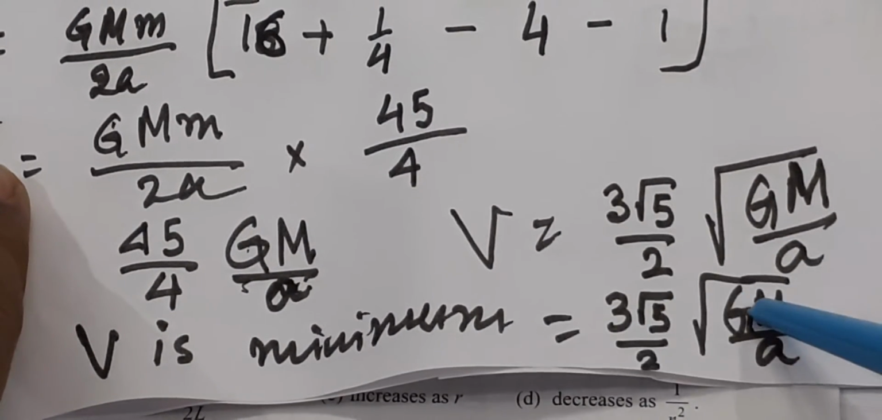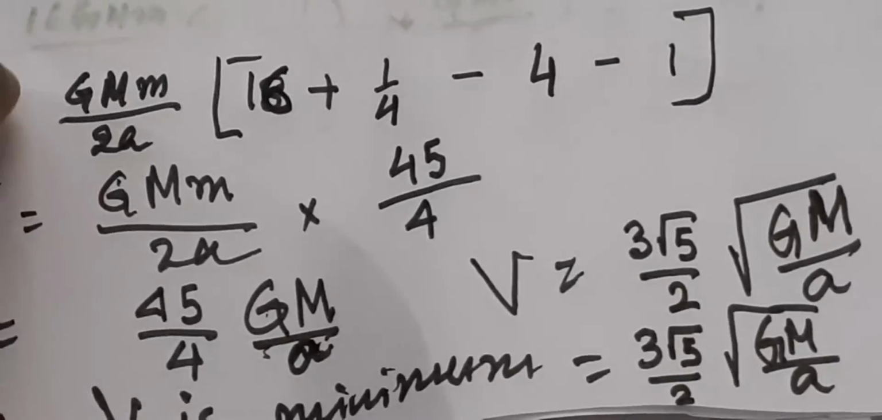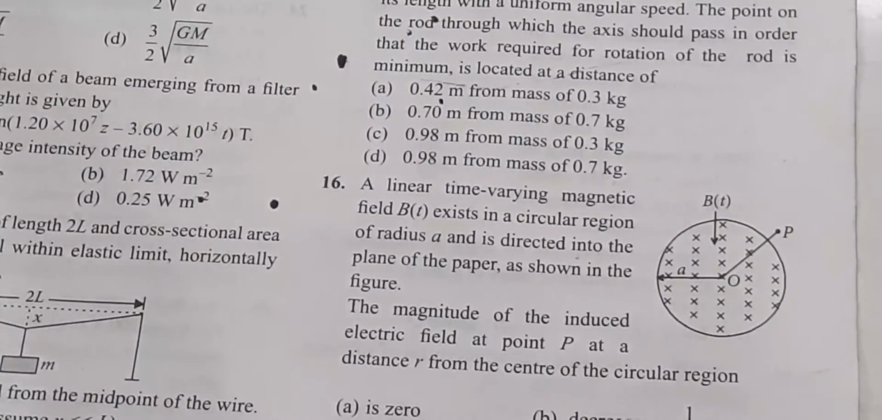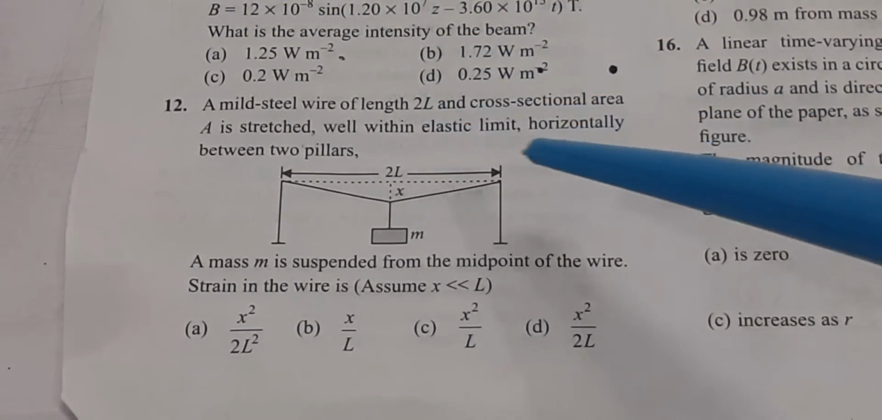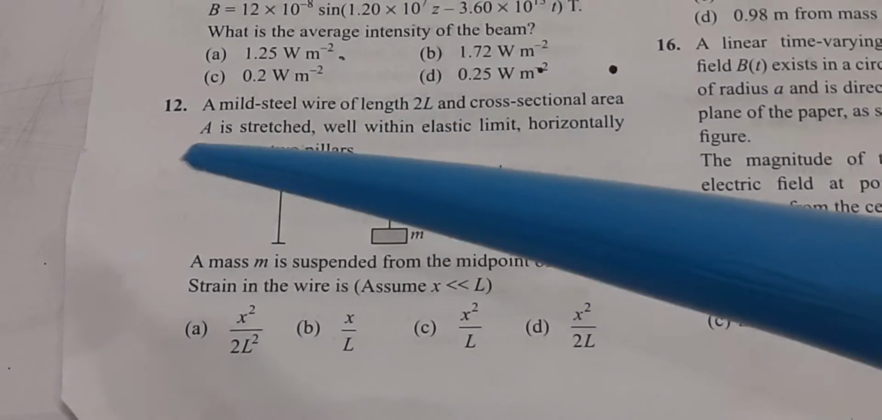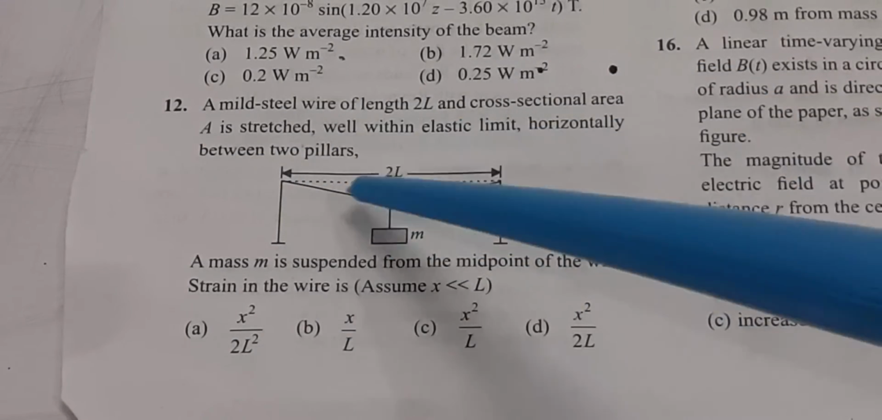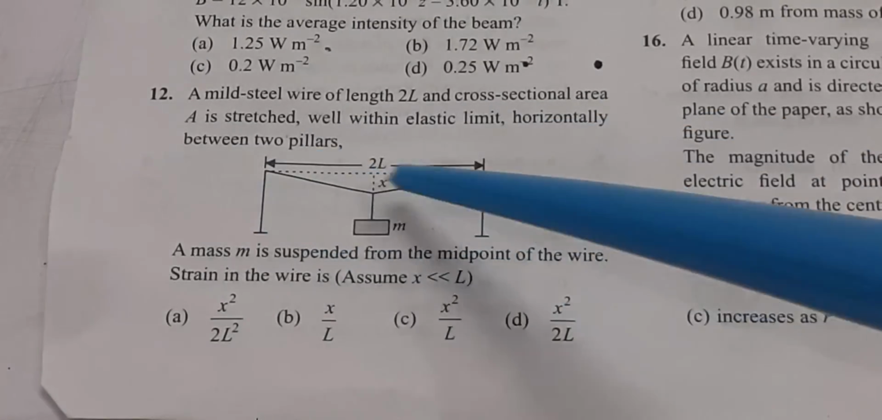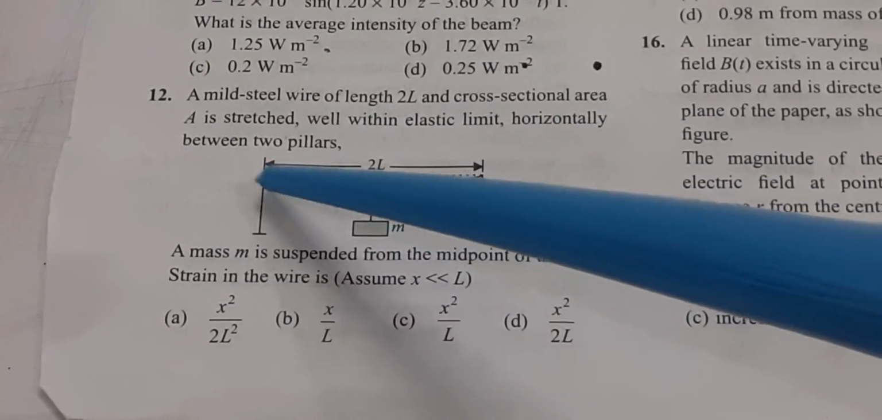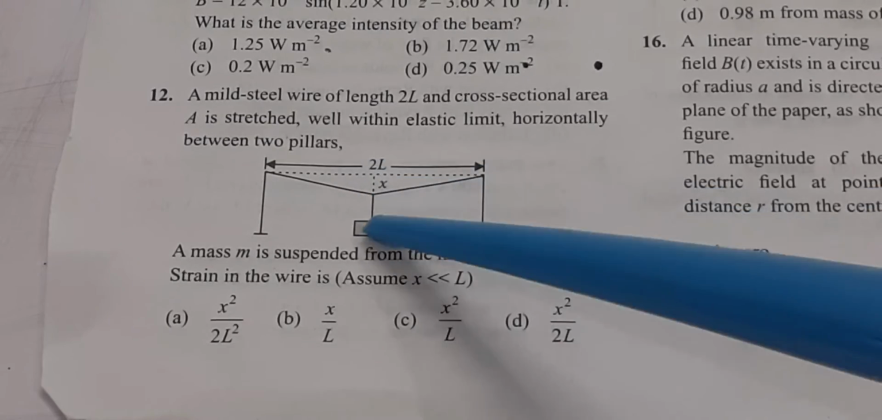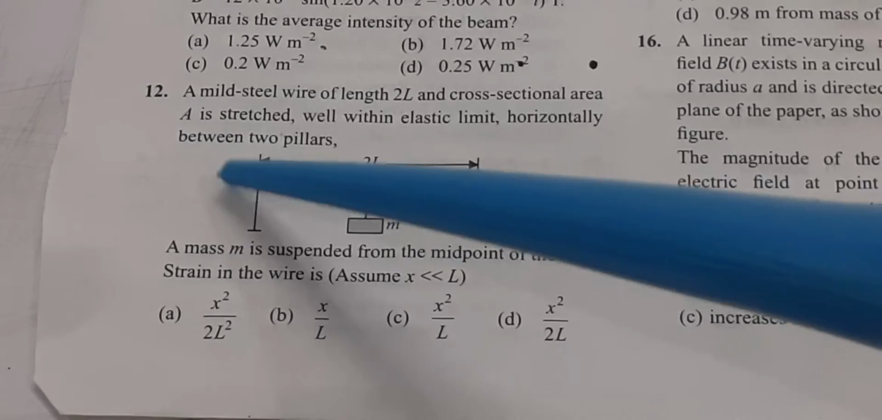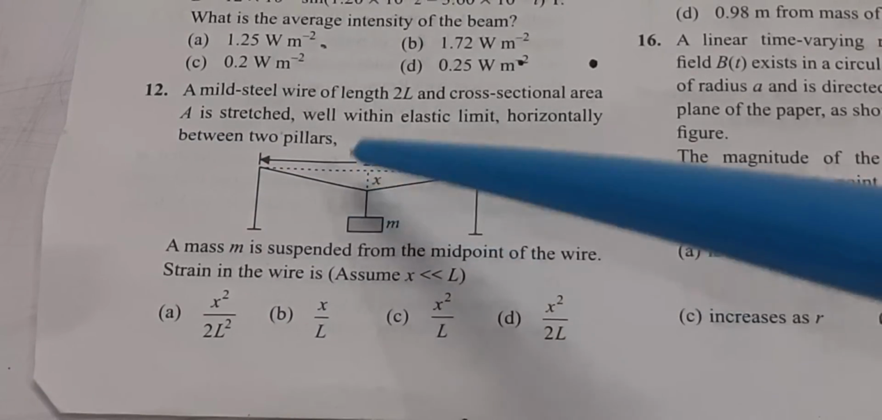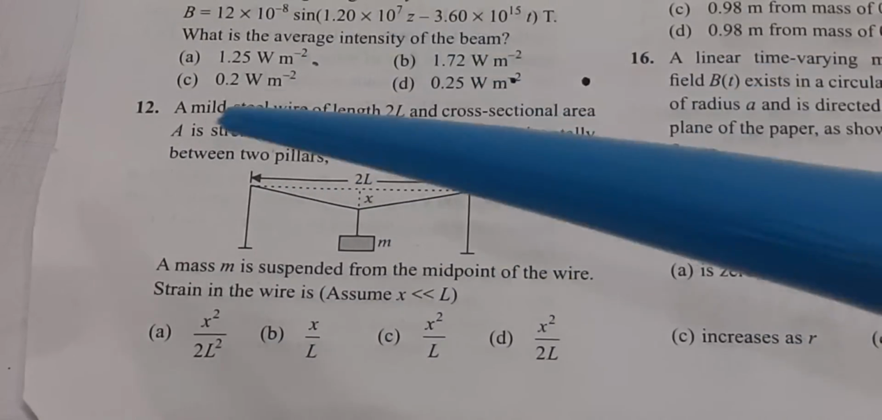This 5 will be inside this, 3 by 2. Now come to next job. There is a mild steel wire of length twice L and cross sectional area A stretched well within elastic limit horizontally between the two pillars. Two pillars are there, one string is here, in between one mass is hanged, that is small m. Due to that, its profile has become like this. I mean, it will sink here in this form.